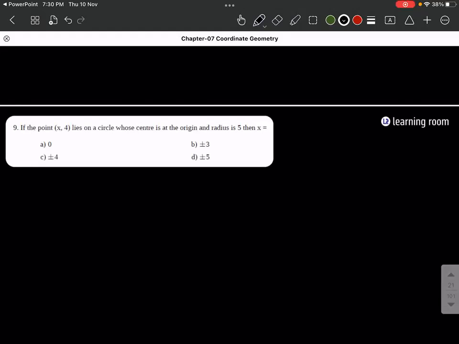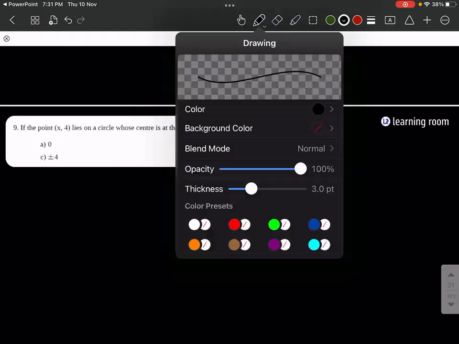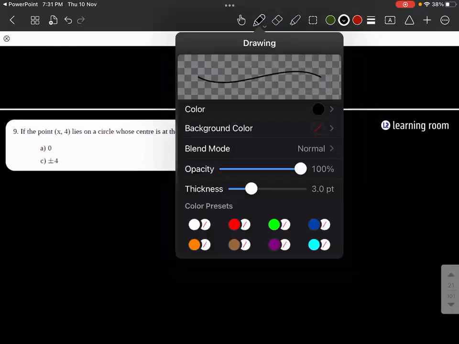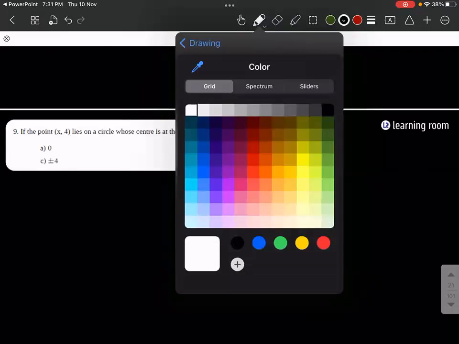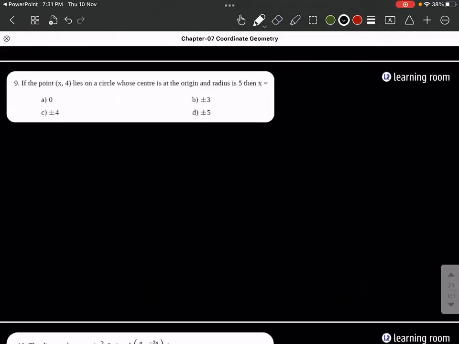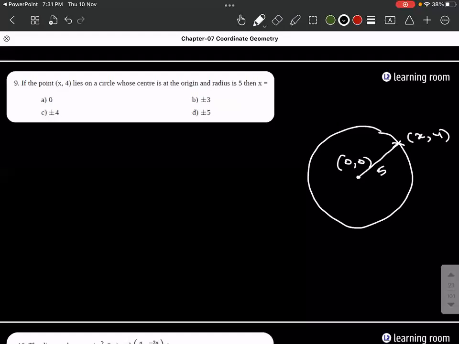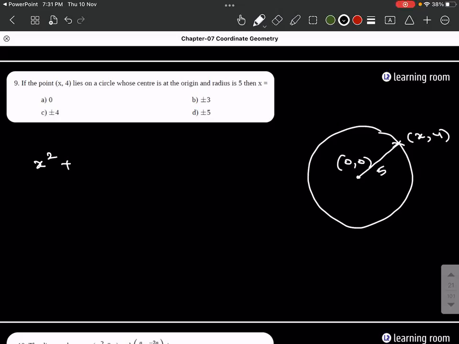If the point (x, 4) lies on a circle whose center is at the origin and the radius is 5, then x is how much? It's not very tough. Let's see. You have a circle whose center is the origin and you have a point (x, 4). The distance between these 2 points is 5, so x square plus 16 is equal to 25 by using the distance formula. Am I right?